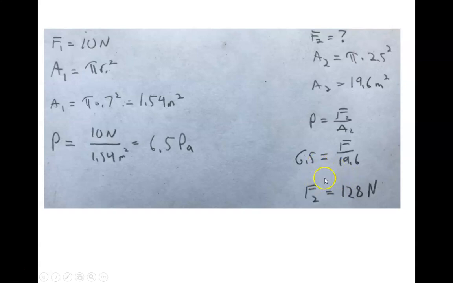Now let's sanity check this. At piston 2, we had a much larger area, which means we have a much larger force. So that's good. The other way you could have set this up to find the force at 2 is you could have said F1 over A1 equals F2 over A2, and you could have set it up this way and gotten the exact same answer.